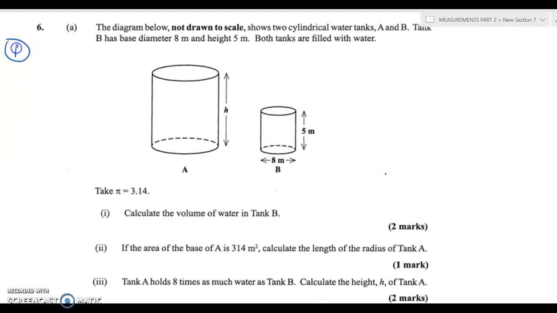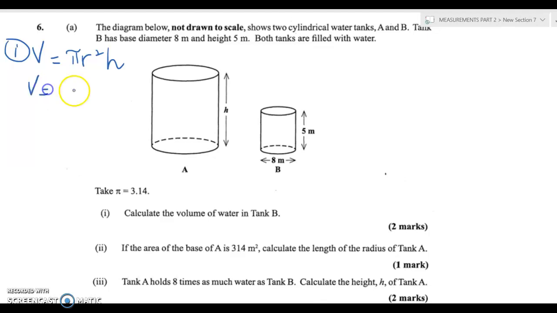Volume of tank B. So just to recall, again, these formulae are given in the formula sheet for the cylinder, right? So pi r squared by height. If you didn't remember, that's okay. The formula is given to you, right? And I'll go through that as well. If I don't get to go through it in this video, I will go through it in another video.